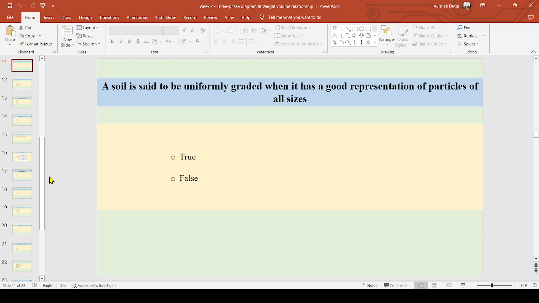I'll repeat the question once. A soil is said to be uniformly graded when it has a good representation of particles of all sizes. Is this statement true or false? Next question.